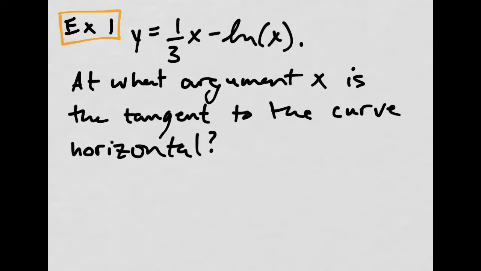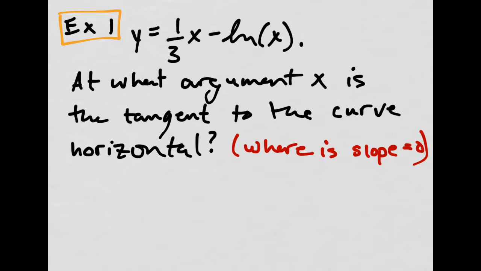What is this saying? All it's saying is, when is the derivative equal to 0? Remember, the derivative is the slope of the tangent line. So if the slope is 0, that means the tangent line is horizontal. All right. So let's take the derivative.